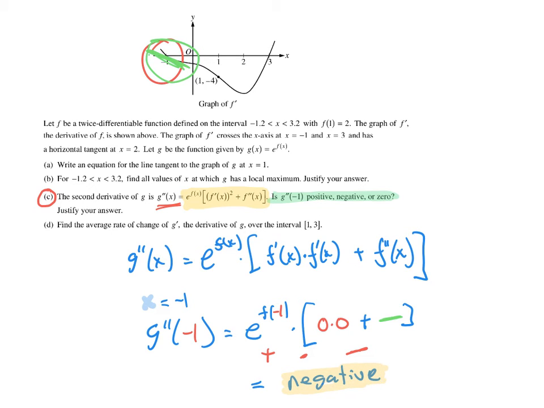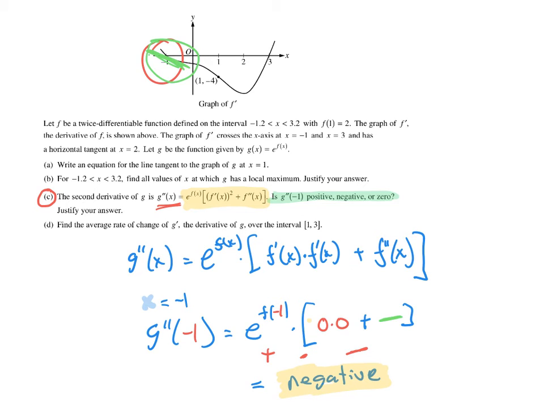And it's just really analyzing the signs of the different pieces of the second derivative. e raised to some value is going to be positive. e raised to f of -1 is positive. It's some real number. We don't know what it is, but we know it's positive. And then the first derivative at -1 is 0. We get that right off the graph. And then we get the slope off the graph. We know it's negative. We don't know the value, but as long as it's negative, we know that whole thing is going to be negative.